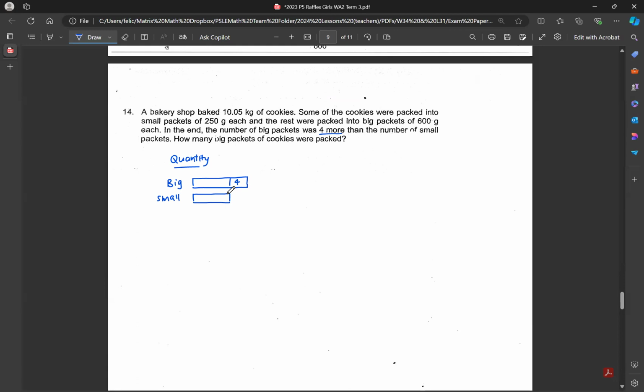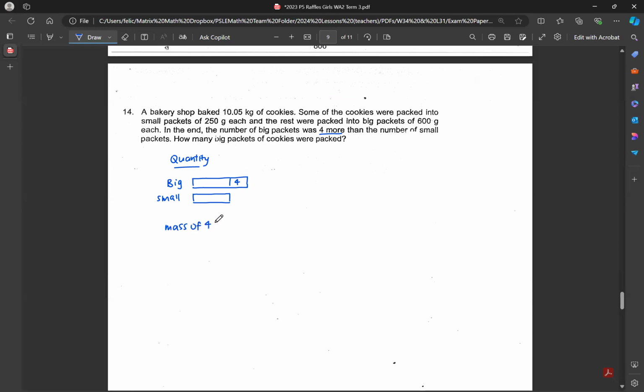So what we are going to do is get rid of the extra 4 big packets, so that later on you will have the same quantity, and that means you can apply the grouping method to solve the question. That's the only way to solve. You have to get rid of this extra quantity first. Now, when I get rid of these extra 4 big packets, would the mass stay the same, 10.05 kg? Definitely not. The mass would decrease. So what you need to do is find out the mass of these 4 big packets first.